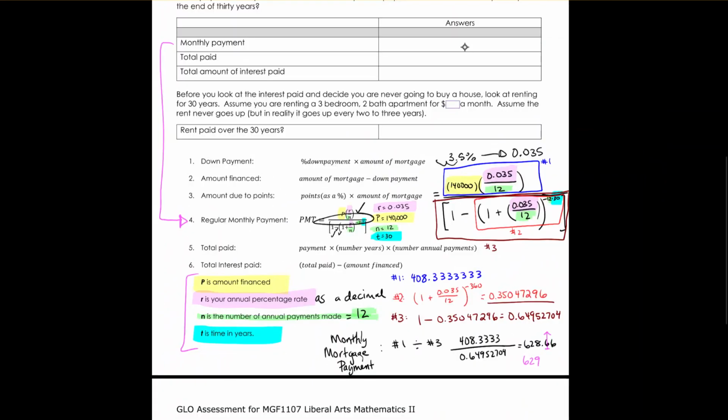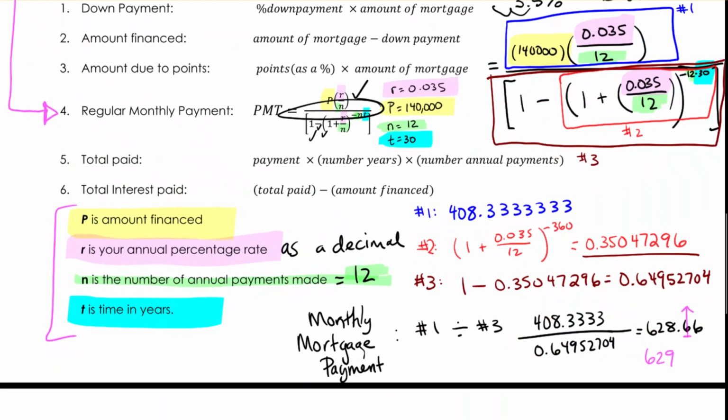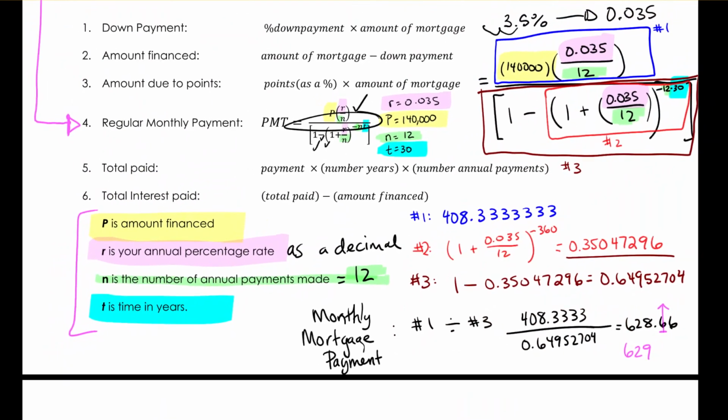So our monthly mortgage is $629. Now that you've seen this explanation, I would encourage you to go back to the very beginning of the portion of the video where we started calculating the monthly mortgage payment and try to calculate it on your own first.